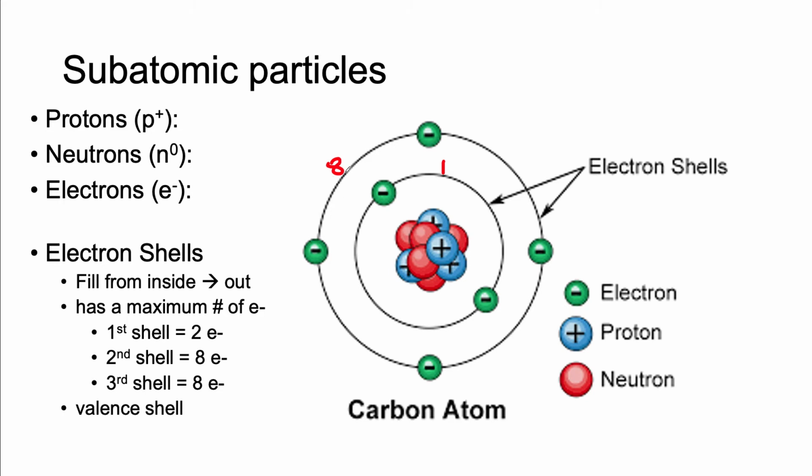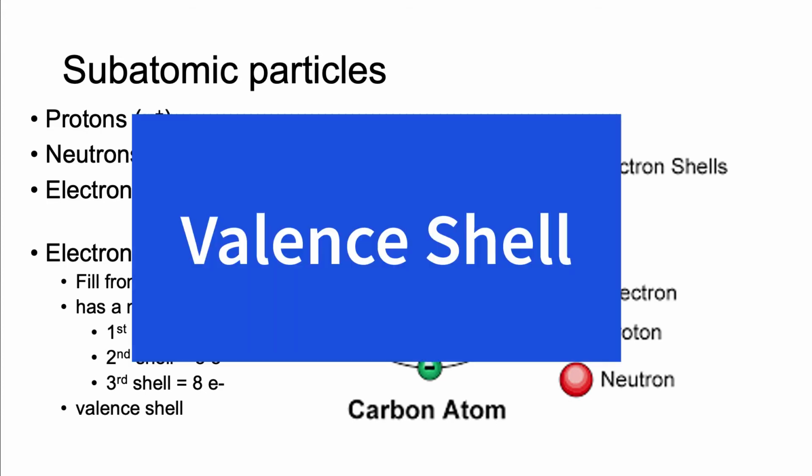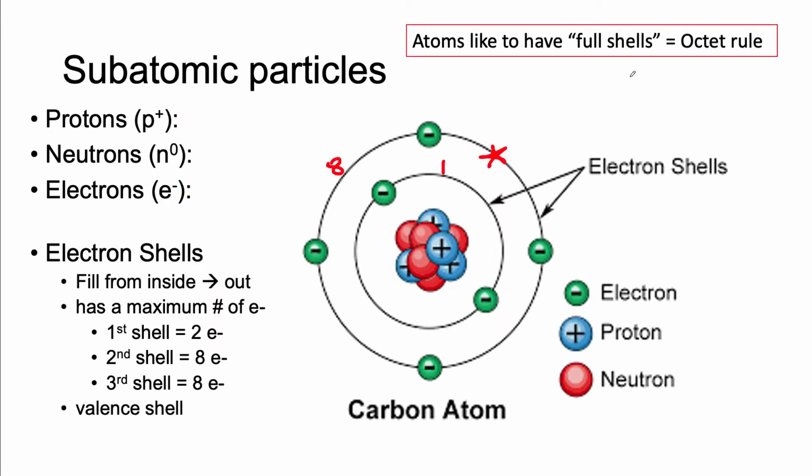Whatever the outermost shell is, in this case, this would be the outermost shell because it's the last one, that's what we call the valence shell. The octet rule states that atoms like to have full shells. They are only fulfilled when their valence shells are full. In this example, carbon only has 4 electrons out of the possible 8 electrons that can fit in the outer valence shell. So carbon is not happy. This is why carbon tends to make bonds with other atoms.